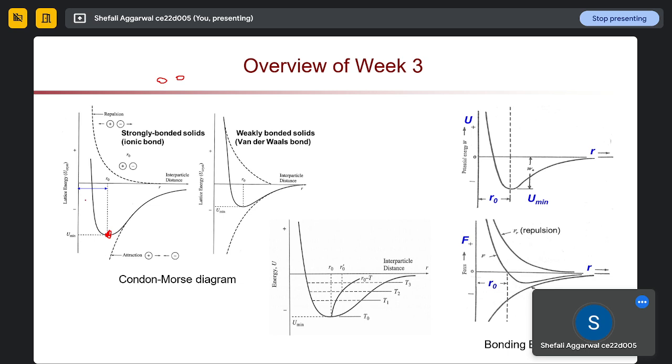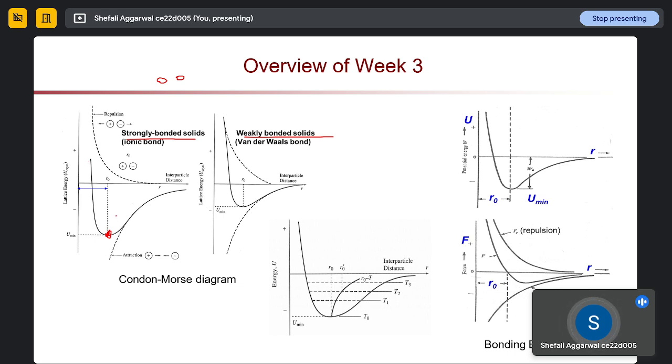If we have a very high energy level, then we are telling that the interatomic bond is very strong. So we have strongly bonded solids. However, when this well is very low, that lattice energy is very low as compared to this one, then we are telling it is a weakly bonded solid. So based on our Condon-Morse diagram, we are actually judging the type of bond we have.